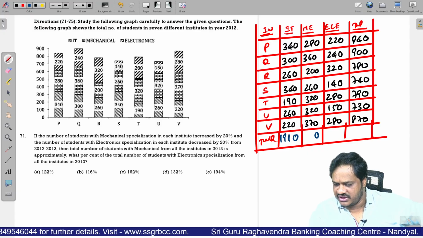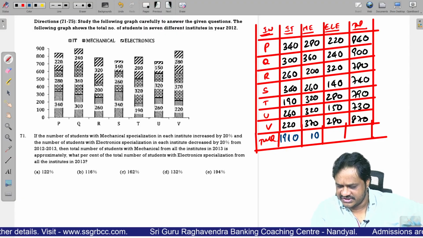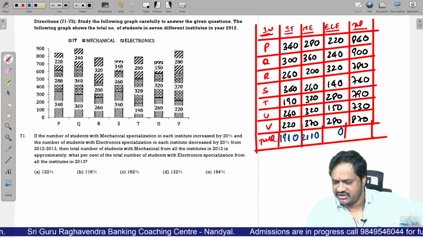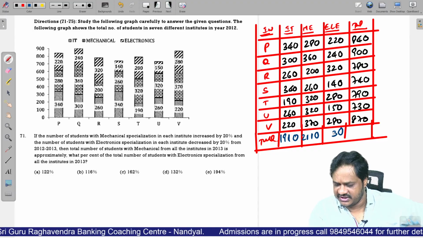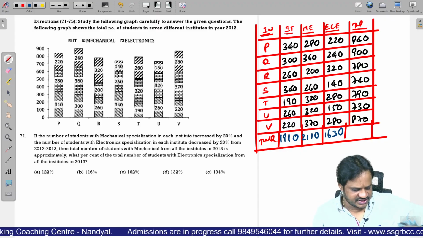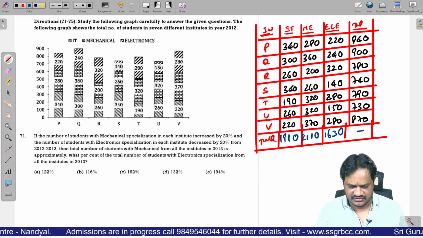7 plus 2, 9. 9 plus 2, 11, 17, 23, 31. 3 is the carryover. 3 plus 3, 6, 9, 12, 14, 16, 19, 21. Then 0. 8 plus 5, 13, 21, 25, 27, 31, 33. 3 plus 2, 5, 6, 8, 9, 12, 14, 16. 1630. Electrical is 1630. Now let us move to the questions.